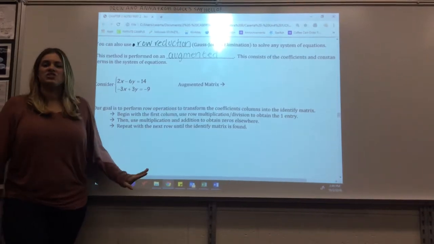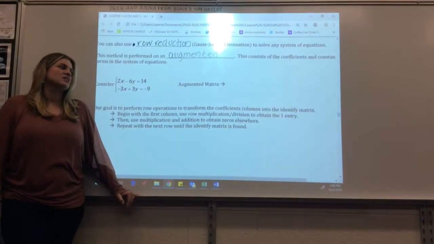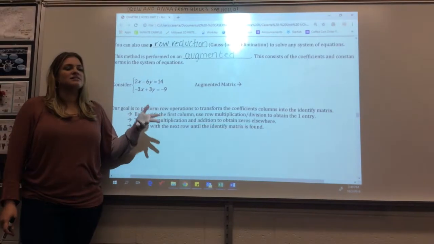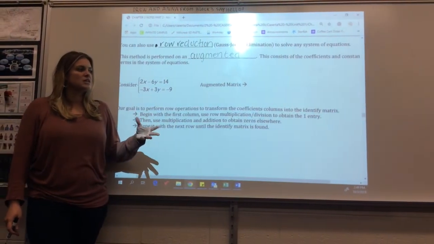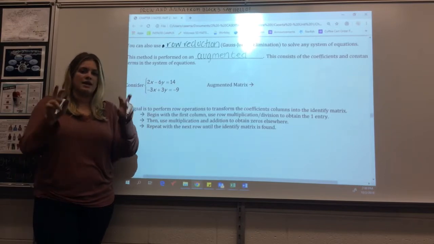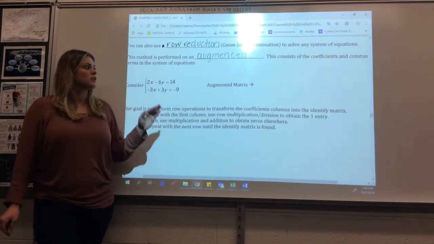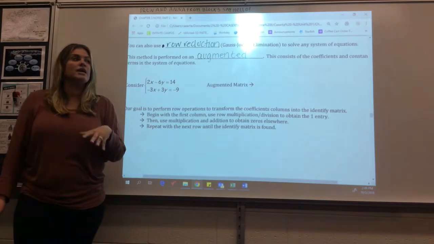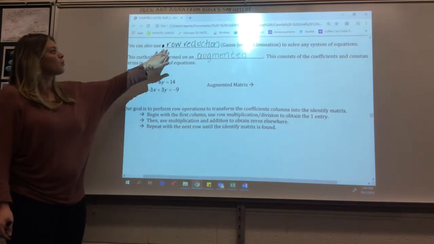Okay, this is our last lesson for matrices. Last lesson, we saw that we could solve a matrix equation by multiplying by the inverse of matrix A, since there's no division. One more way that we can solve is to use row reduction.